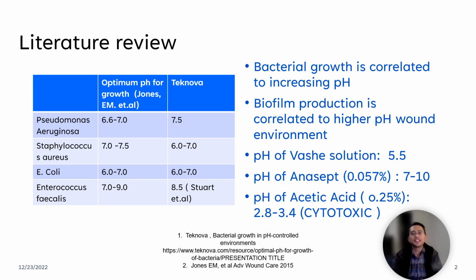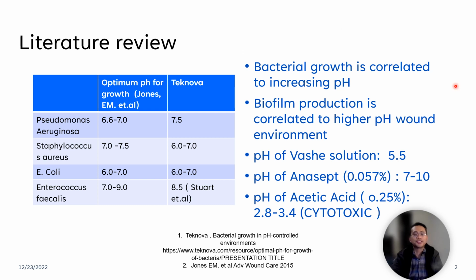There are two papers that I was able to review demonstrating how bacterial growth is correlated to increasing pH. As you can see in this table, the growth of the common bacteria isolated in wound cultures are favored by increasing pH. Likewise, it has been demonstrated also that the biofilm production is correlated to higher pH wound environment.